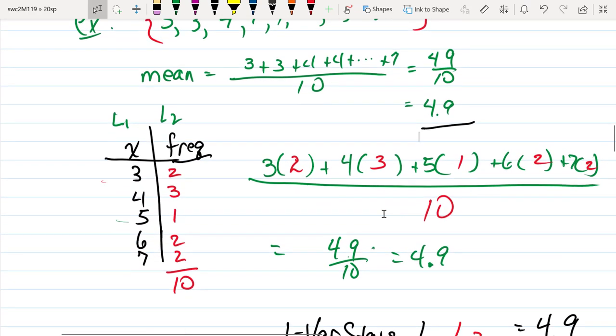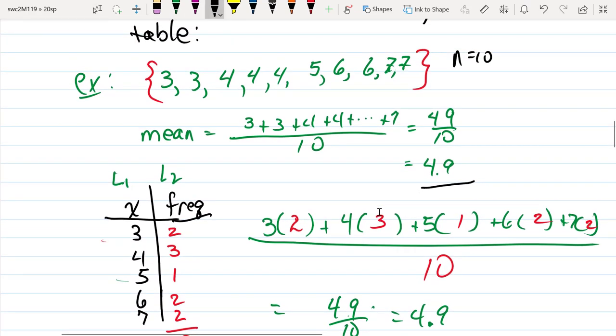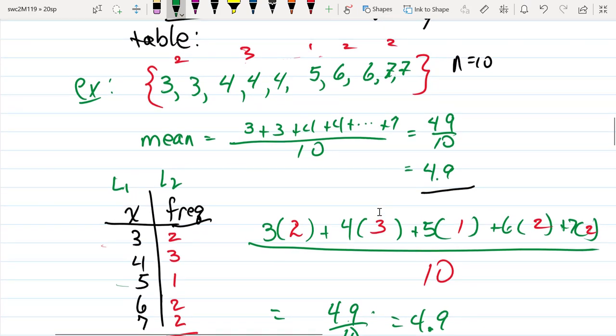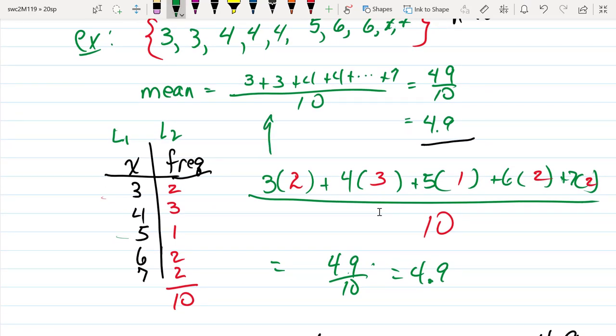So truly it's an average. And then I looked at the next step and I said, well, what if I simply counted the 2 3s, the 3 4s, the 1 5, the 2 6s, and the 2 7s, right? The 2, 3, 1, 2, 2. I could use that information, the frequency of each one of those numbers, as a multiplier to determine what the average was. And so I did that. I had 2 3s, 3 4s, and so forth. I set it up this way, so it's really not that much unlike what we saw before.